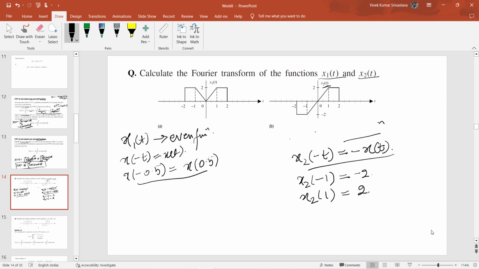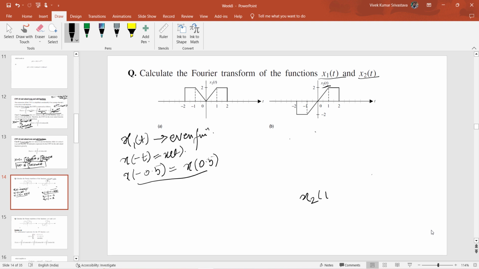Now let us apply the concept to evaluate the Fourier transform of x1 and x2. Just a moment.